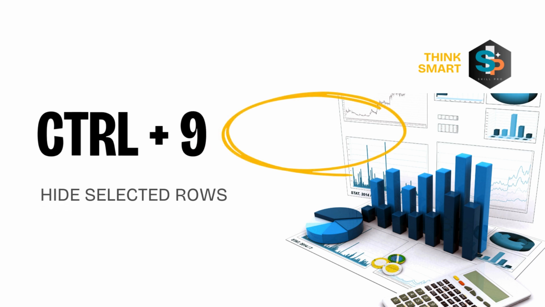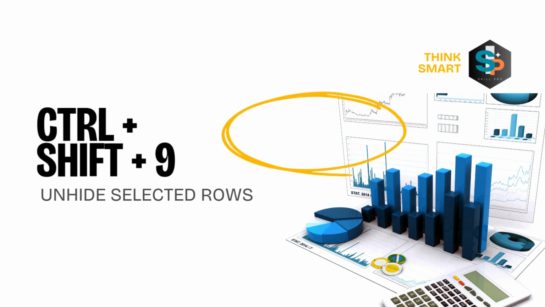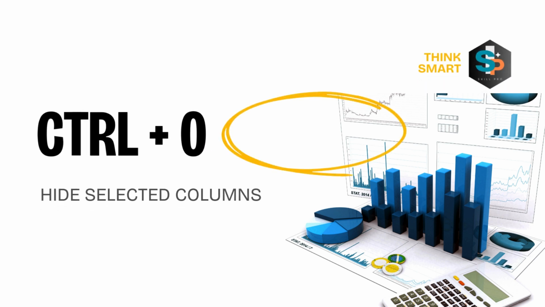Ctrl-9 to hide selected rows. Ctrl-Shift-9 to unhide selected rows. Ctrl-0 to hide selected columns.